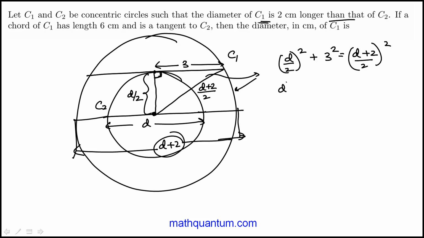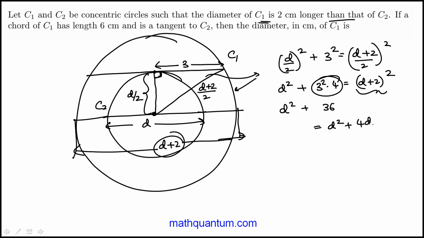So multiply both sides by 4. So that would become 3 squared times 4, and then this would be D plus 2 squared. That's 36. And then this we can square it, plus 4D plus 4. D squared drops out. That becomes 32. D is 32 over 4, which is 8.